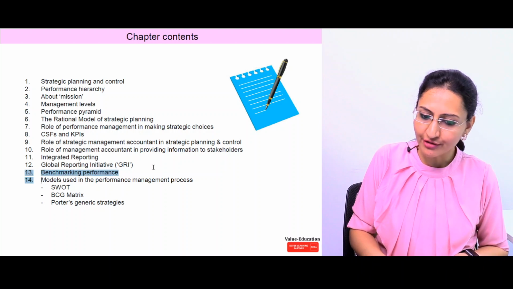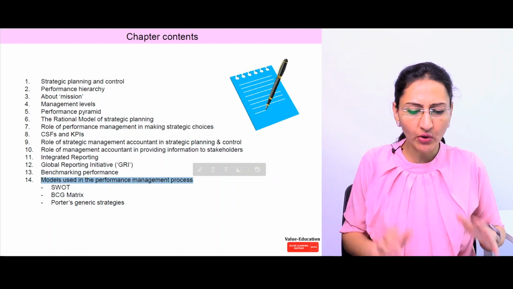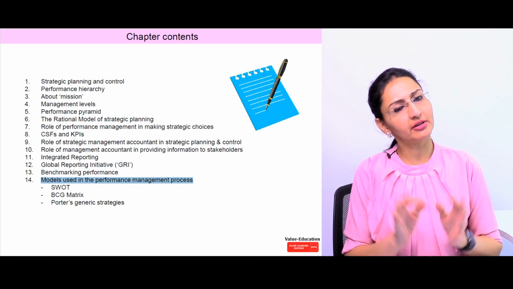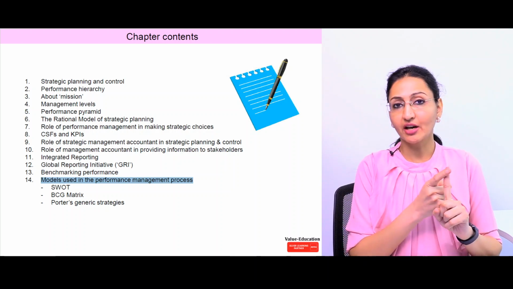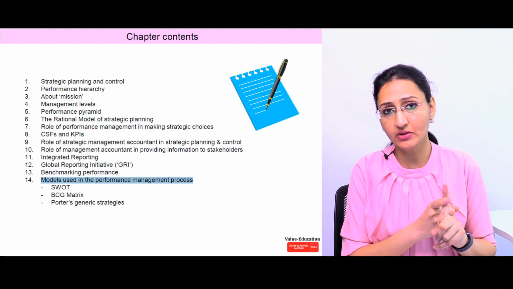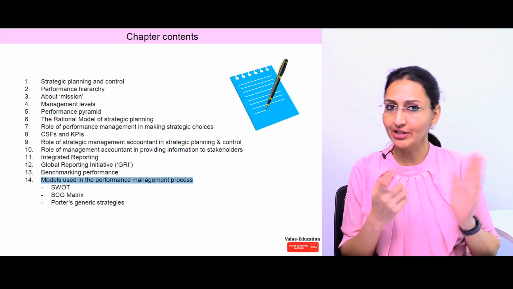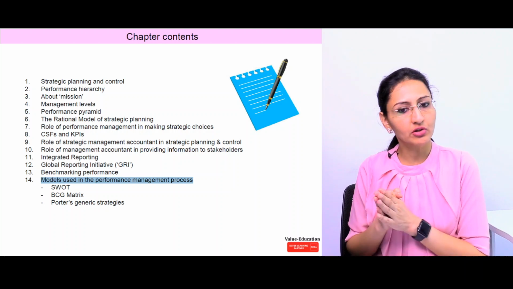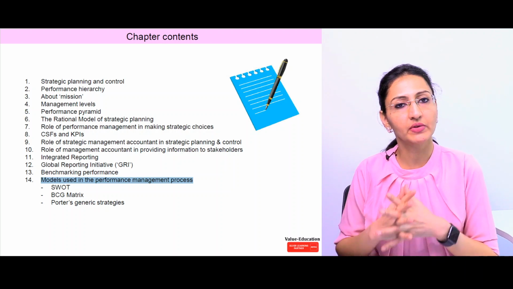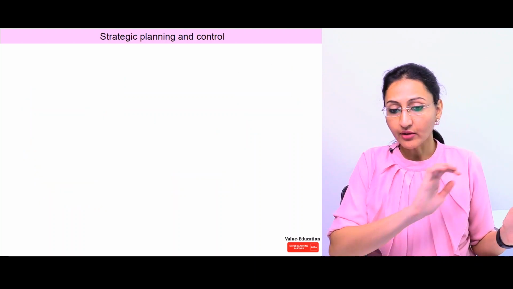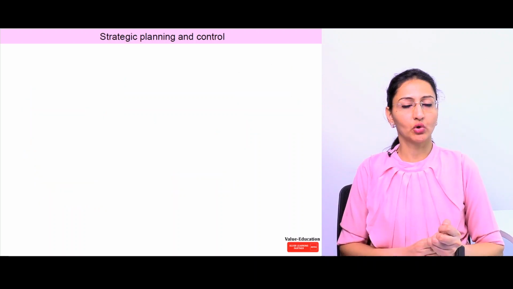Then comes the models used in performance management process. So actually there are 4-5 models here, but what we will study in this chapter is only 3 models. They are SWOT analysis, then it is the BCG matrix, then there is Porter's generic strategies. These 3 only. Remaining models of performance management we will see in rest of the chapters, rest of the syllabus. So I'll start with strategic planning and control.